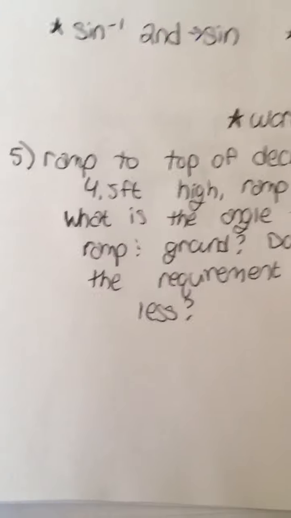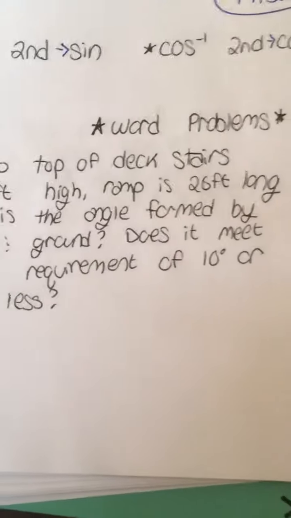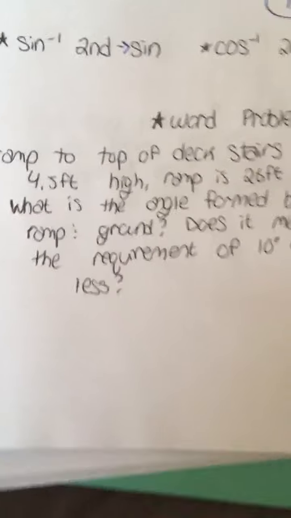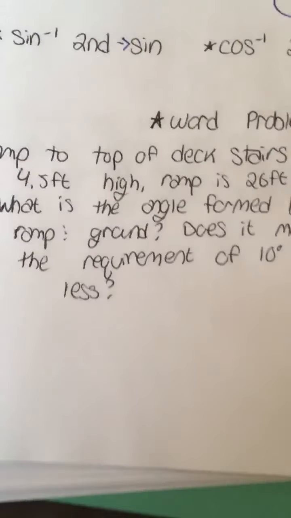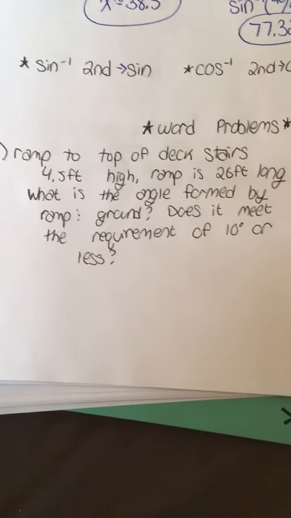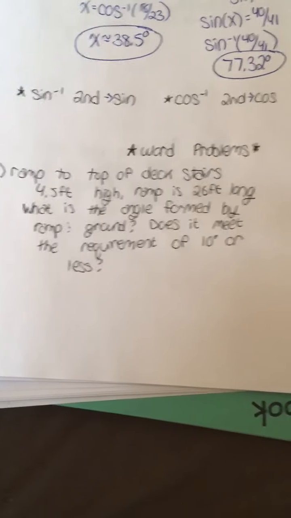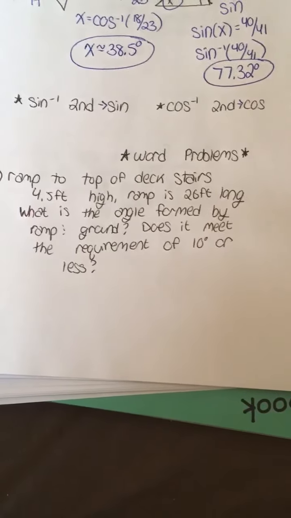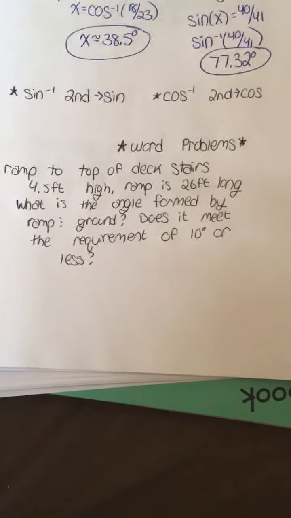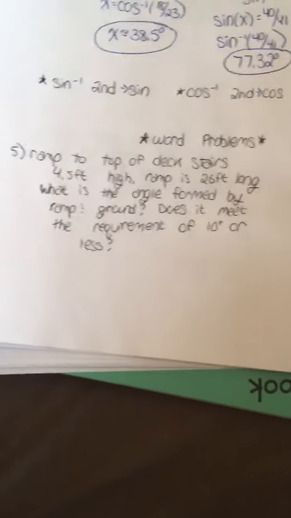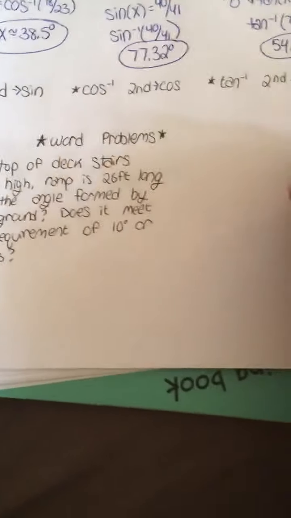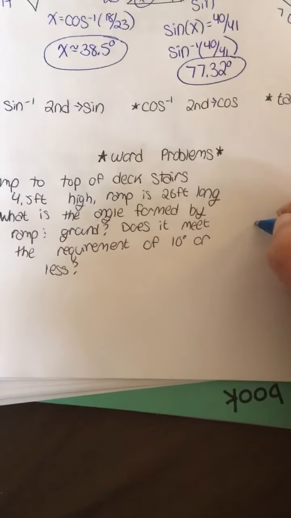So this one, somebody wanted to make a ramp to the top of their deck stairs. The deck is 4.5 feet high. The ramp is 26 feet long. And they want the angle formed by the ramp and the ground. Now, they also have a requirement that this angle must be 10 degrees or less, so we'll have to answer one more question. Is it 10 or less or no?